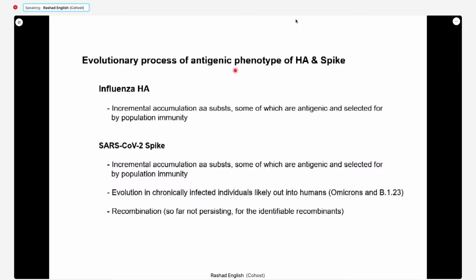But there are differences between the evolutionary processes as well. As we know, in flu, in terms of the antigenic phenotype, and that's what I will focus on here, it's almost always this incremental accumulation of amino acid substitutions, some of which are antigenic, and these are being selected for by immunity in the population, and these substitutions are close to receptor binding. For SARS-2, it hasn't been so obvious that that's been going on.